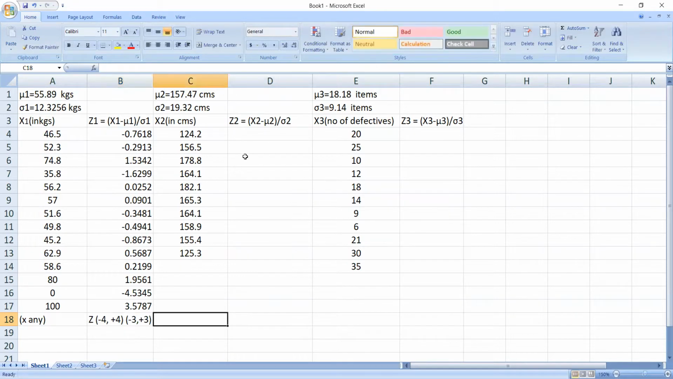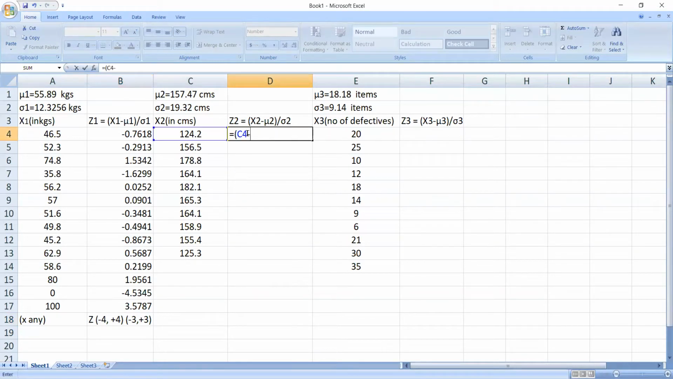I can check this for this variable also. So I have the heights here. What I do, I'll subtract every height from its mean. The mean is 7.47.